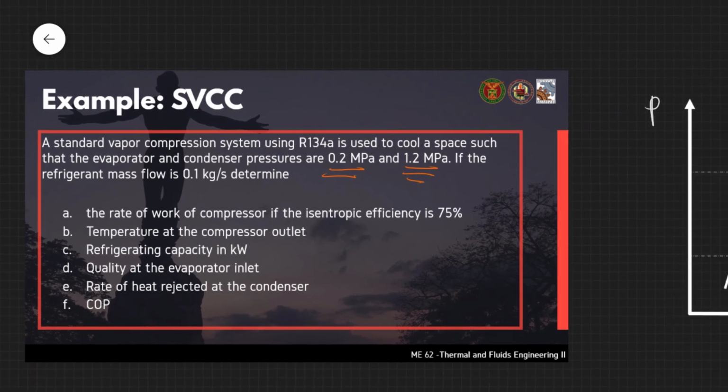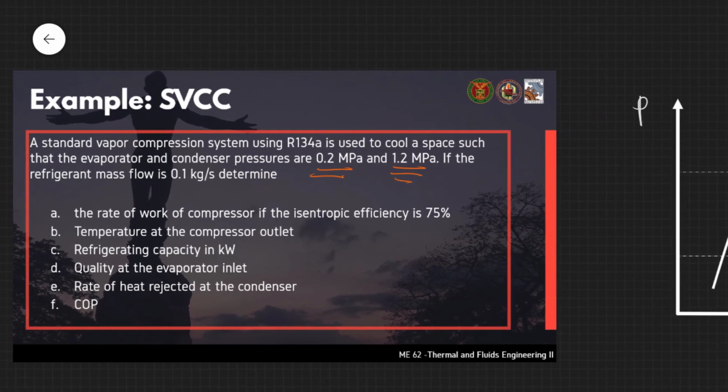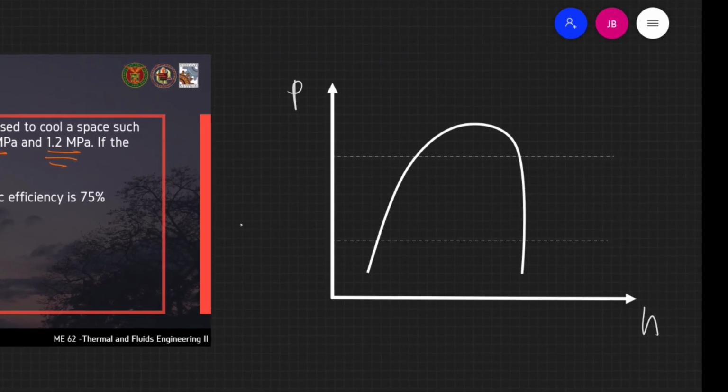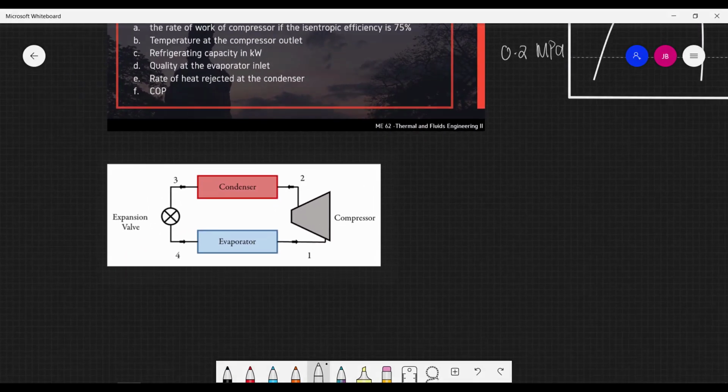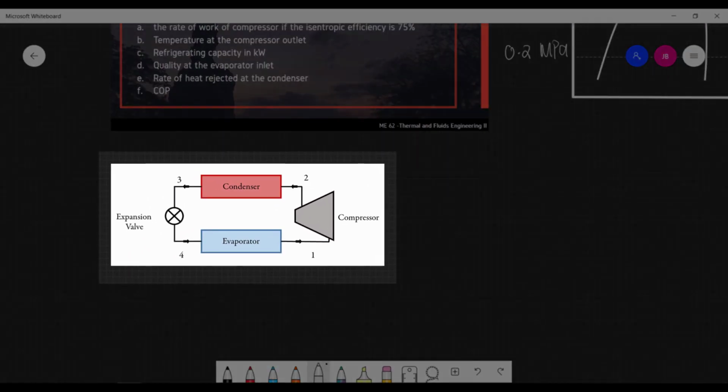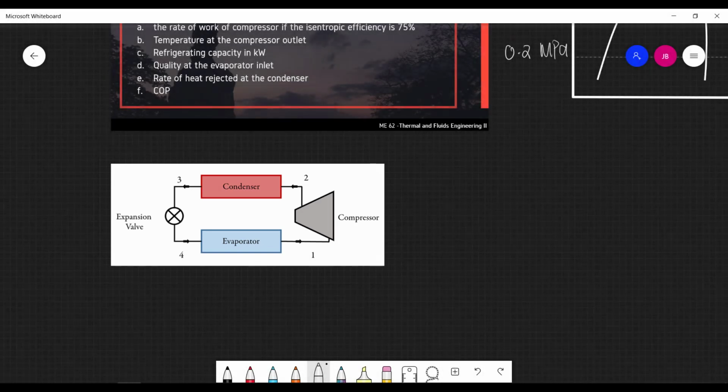So malinaw na ang ating evaporator pressure ay 0.2 megapascals dahil alam natin na mas mababa ang pressure sa evaporator line kesa sa condenser line. So we have 0.2 MPa over here, and we have our 1.2 MPa over here. So, alam natin na ito ang itsura ng schematic diagram ng ating SVCC. Let us draw the pH diagram using this as a basis.